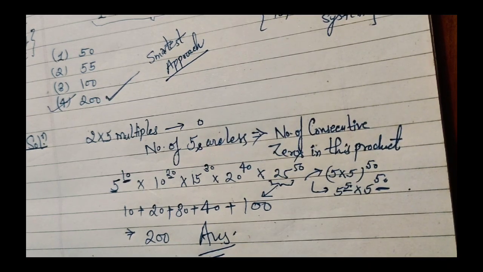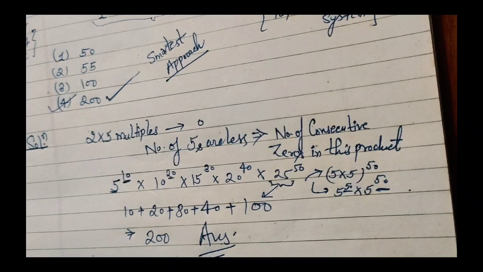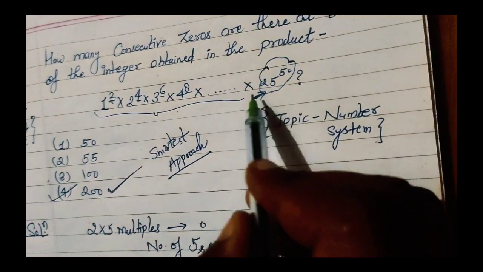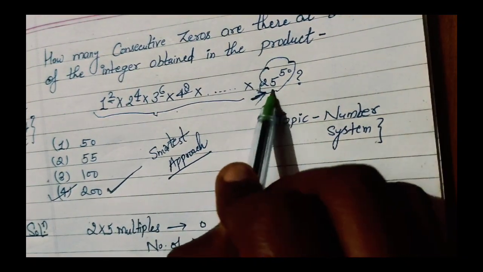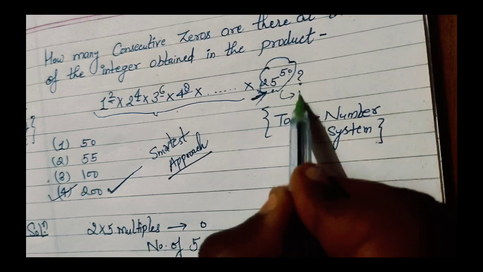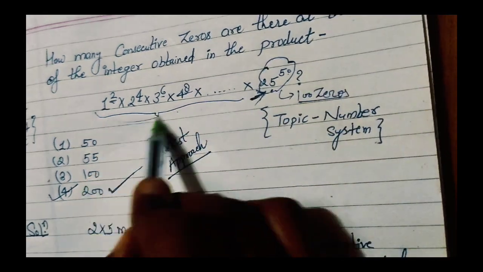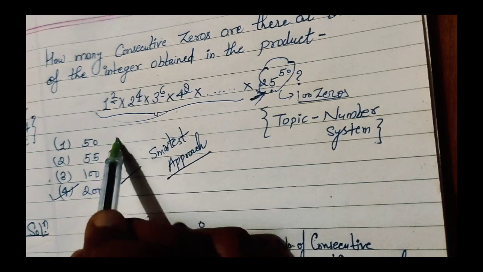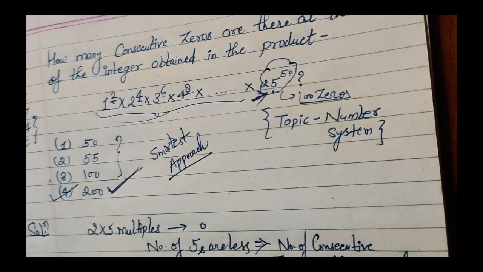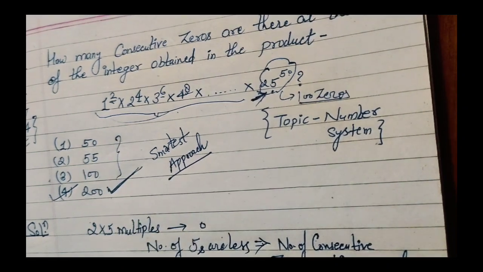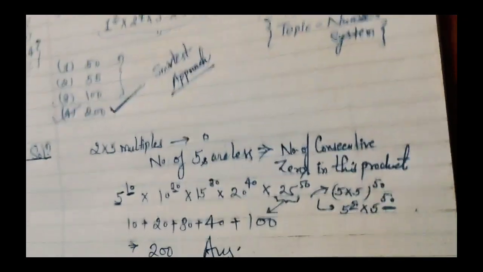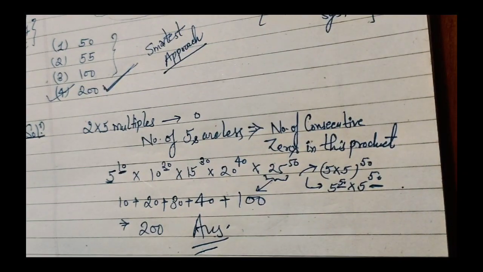You would have done it with the smartest approach in a second, because whenever you see 25 to the power 50, that means there are two 5s each, which will be approximately 100 zeros. That means the zeros in this expression will be more than 100, and there is only one option greater than 100, which is 200, and it will be the answer. So this is just a solution for the people who don't get it.